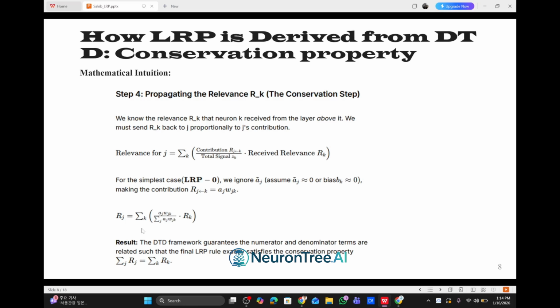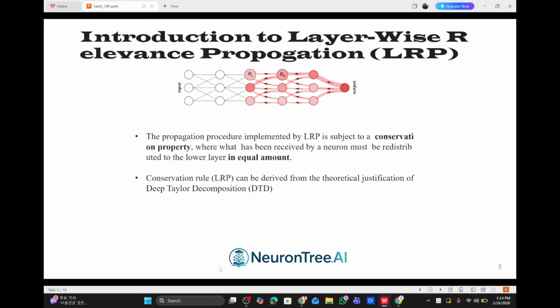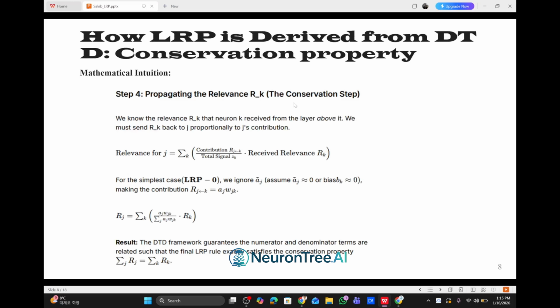So from this equation, if we cancel out the common term, finally we get something like this. That means summation of j rj equal to summation of k rk. So it satisfies the conservation property. As I discussed, in every layer the amount of units it receives should be the same for the following layer as well, because it maintains the conservation property and redistributes an equal amount of units to the lower layer. So this is the proof of how it maintains the conservation property.